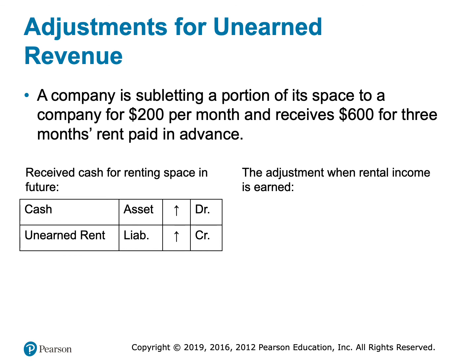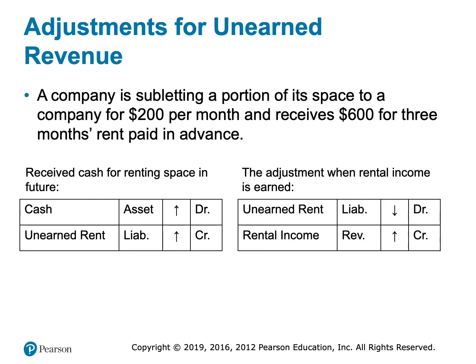Now, once we have earned their money, once the period has passed and so we have earned it, we'll do an adjusting entry to debit unearned rent to reduce the liability and credit rental income or rent revenue, either one of those, but they're both revenue accounts and they have normal credit balances.